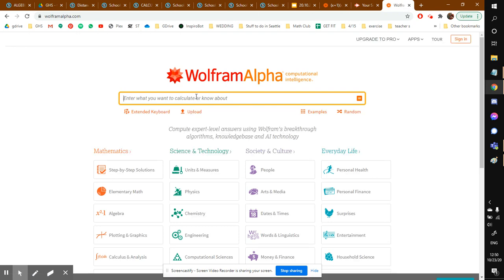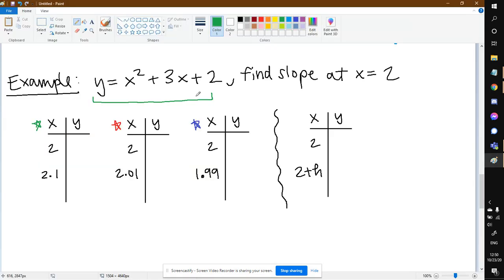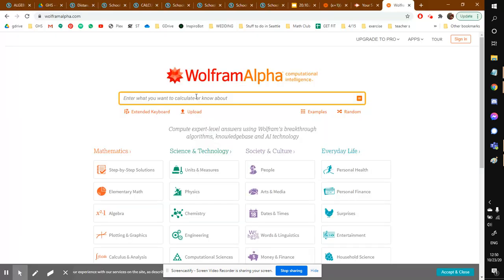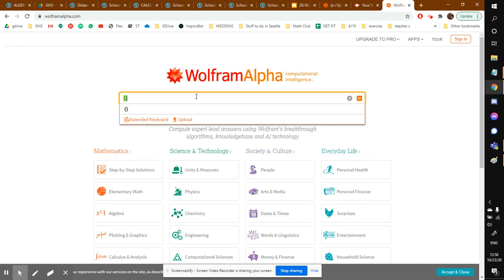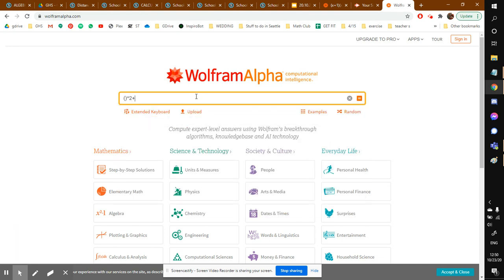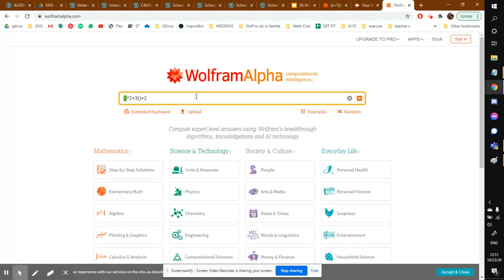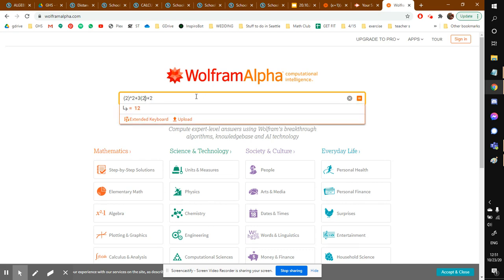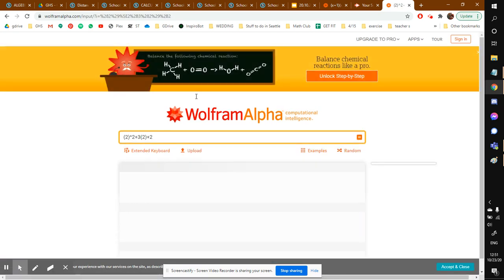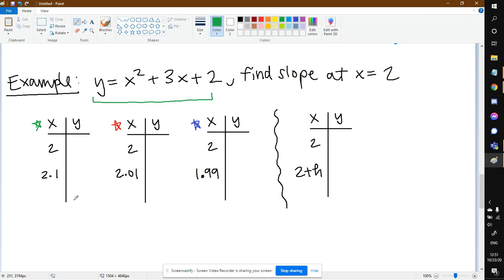Wolfram Alpha. Okay, what I'm going to do is the function is x squared plus 3x plus 2. I've got something squared plus 3 times that something plus 2. Accurate. And I want to plug in 2, so I'm going to go back here and put 2 into both of my equations. It equals 12. Thanks, Wolfram Alpha. I'm going to write a 12 on all of these.